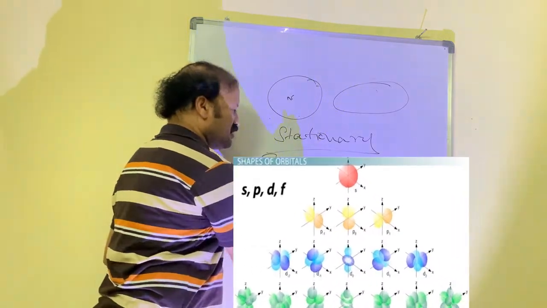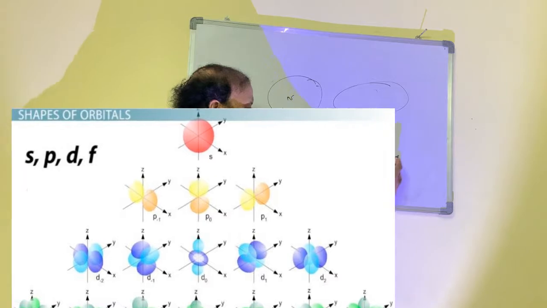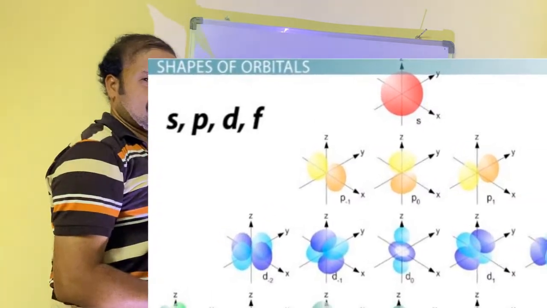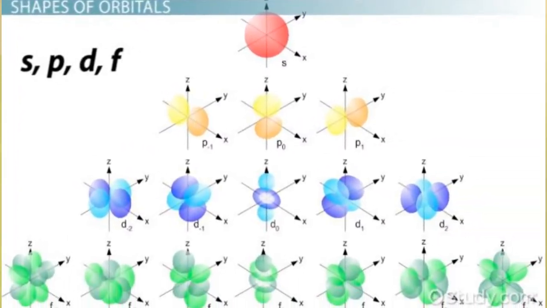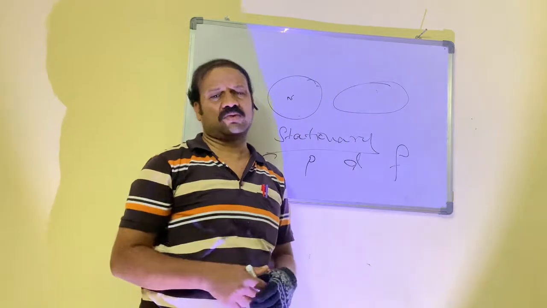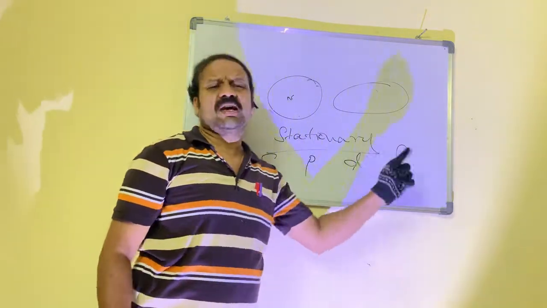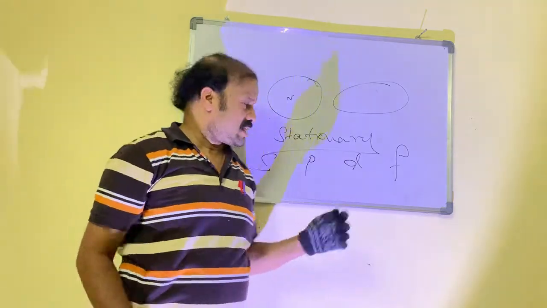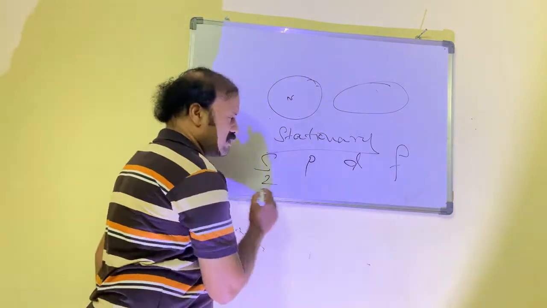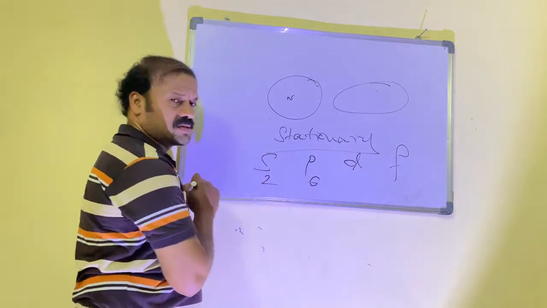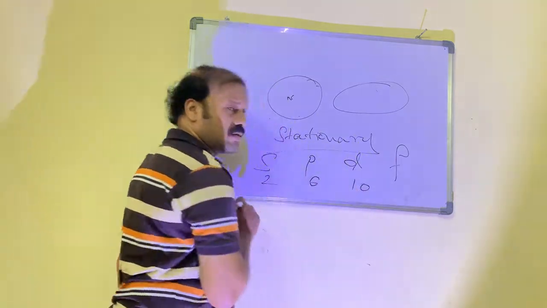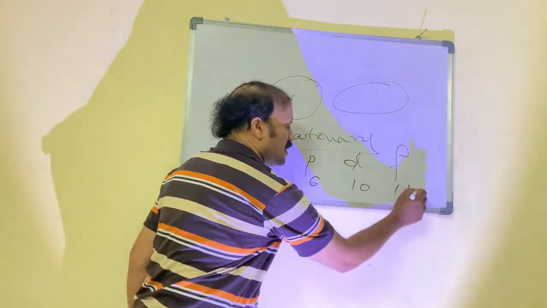Thereafter topics, main orbitals. S orbital, P orbital, D orbital, F orbital. I am going to explain these topics generally. Main concept I am going to explain. Not today, main concept. S orbital, P orbital, D orbital, F orbital. There are 4. An S orbital contains 2 electrons. P orbital contains 6 electrons. D orbital contains 10 electrons. F orbital contains 14 electrons.